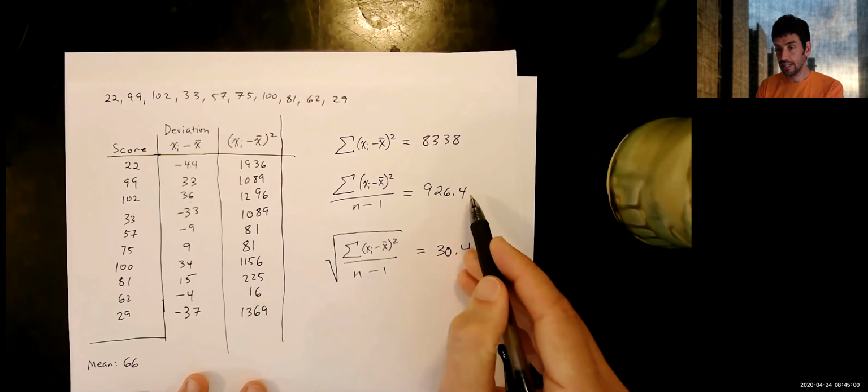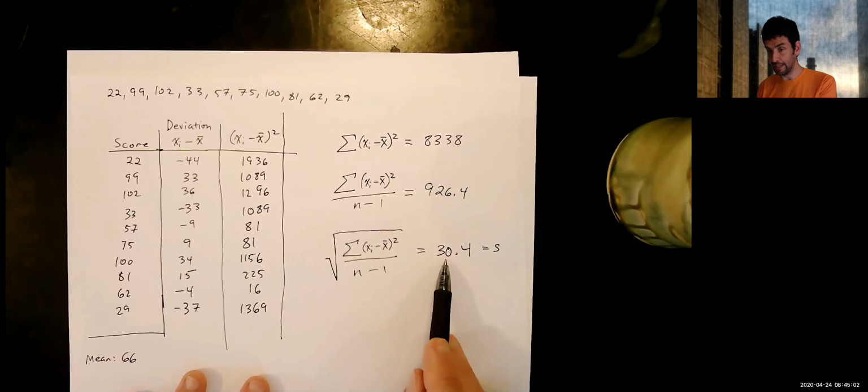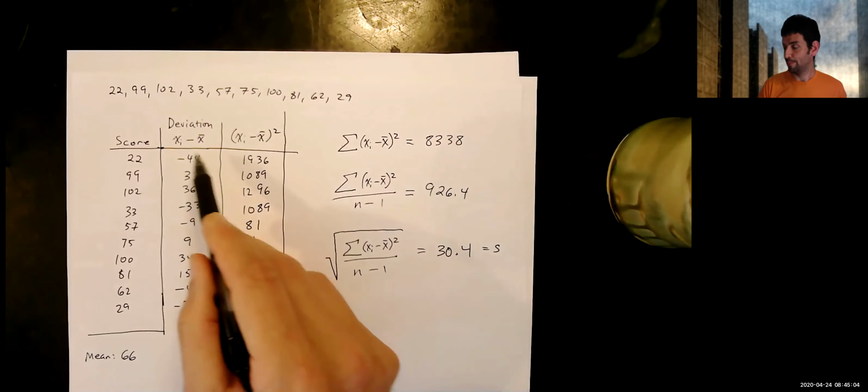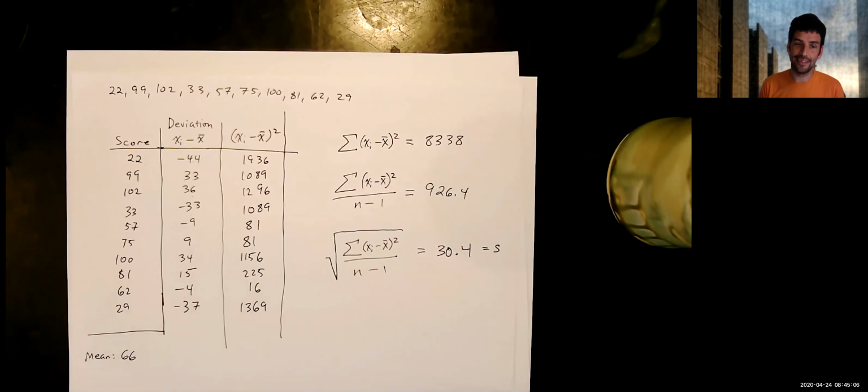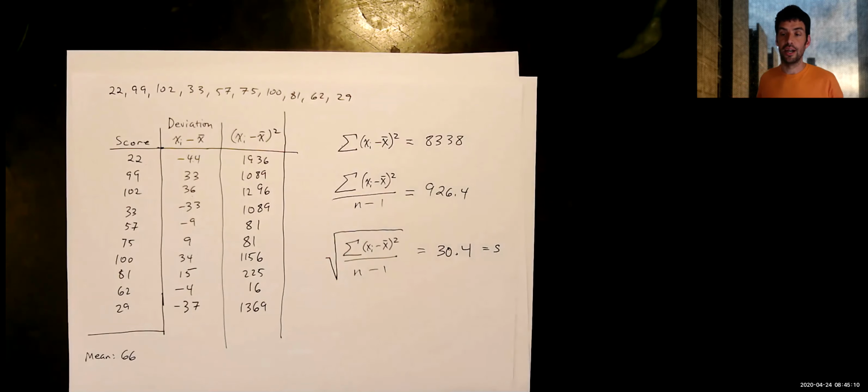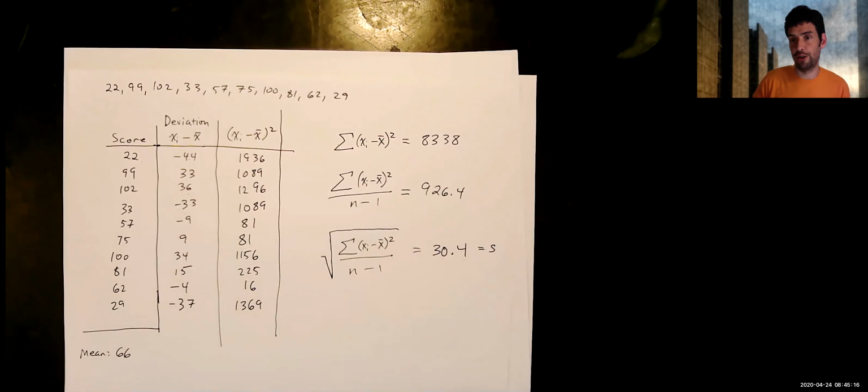This is the typical distance a piece of data is from the mean. That's not exactly what it means, but it's a really good way to think about it. The squaring and the n minus 1 make that not quite exactly correct, but it's a good enough way to think about it for our purposes.